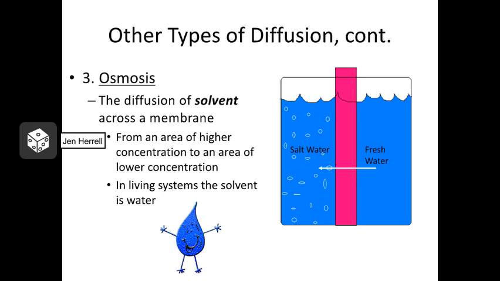Another type of diffusion is known as osmosis. Osmosis is the movement of a solvent across a semi-permeable membrane from an area of high concentration to low concentration. Now, because we're talking about living cells and cells contain an aqueous solution, the solvent of choice here is going to be water. So osmosis is really the movement of water from high to low concentration.